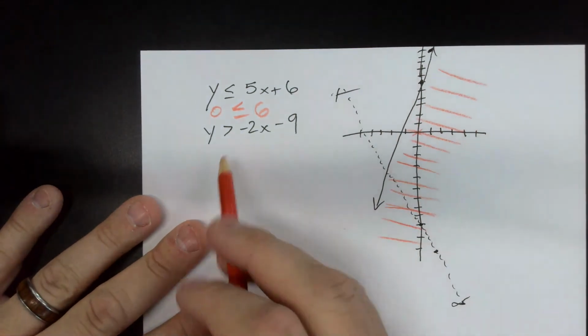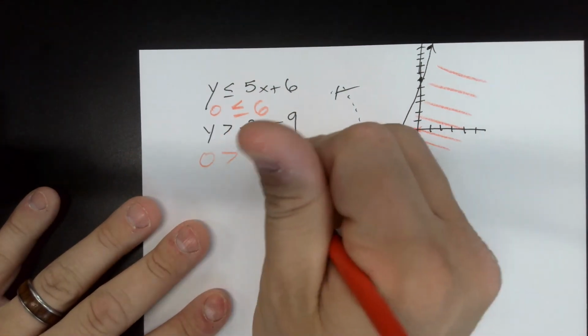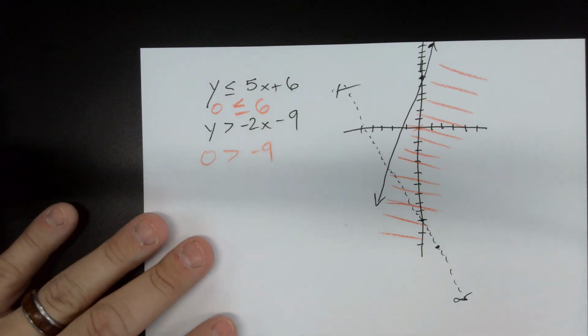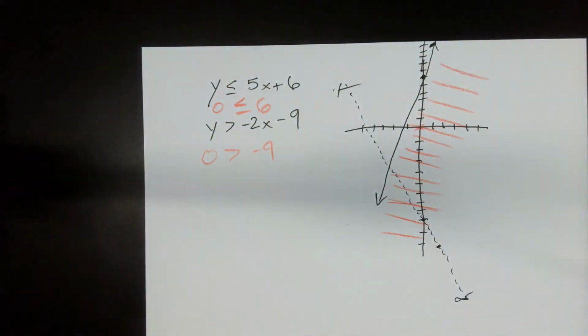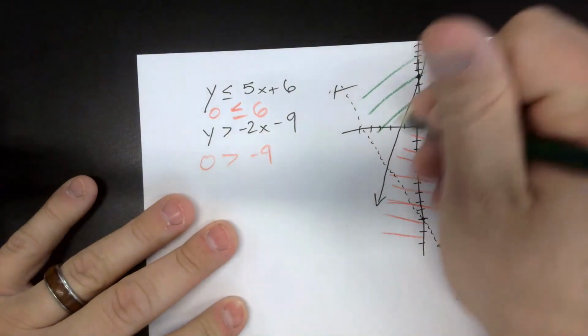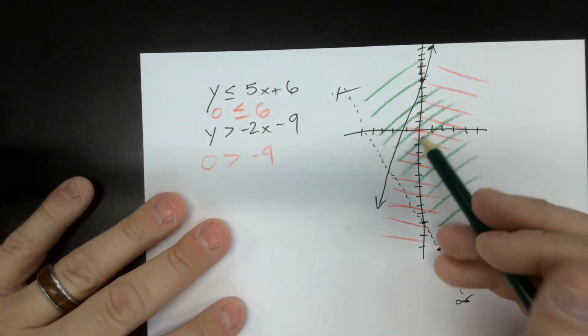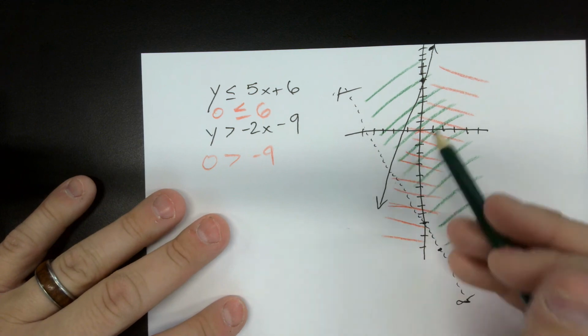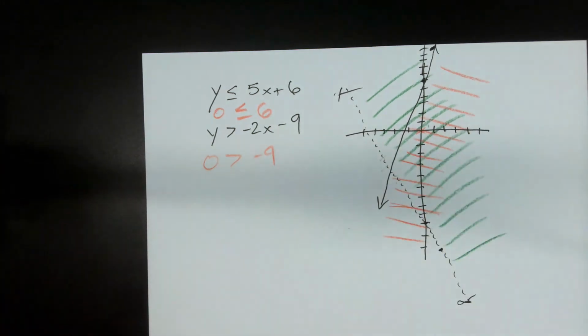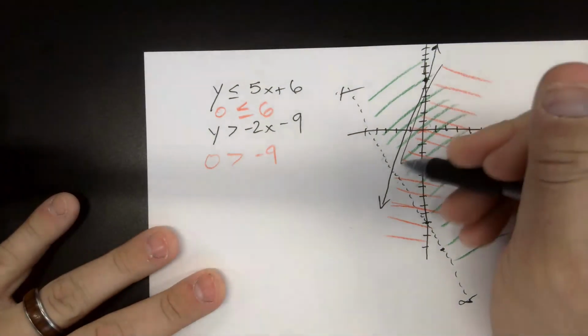Okay, 0 is greater than negative 9. Is that true? Yes. So we're going to shade up here, because 0, 0 is on this side of the dotted line, right? Okay, Dre, where's the area we want? Right here?